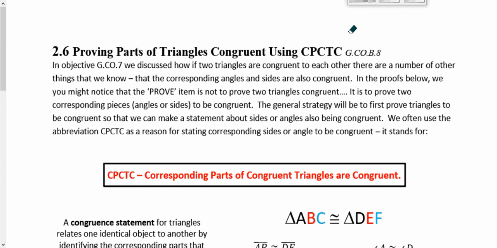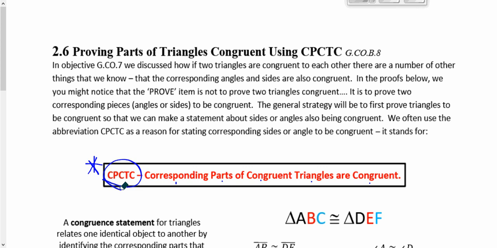Okay, so if I want to prove some parts of the triangles congruent that correspond, if I prove the triangles congruent, would those corresponding parts not then be congruent? Yeah. And we kind of touched on it before. What would be a reason to justify such a thing? Corresponding parts of triangles are congruent, right? Or to shorten your writing, what could you write in the reason column?